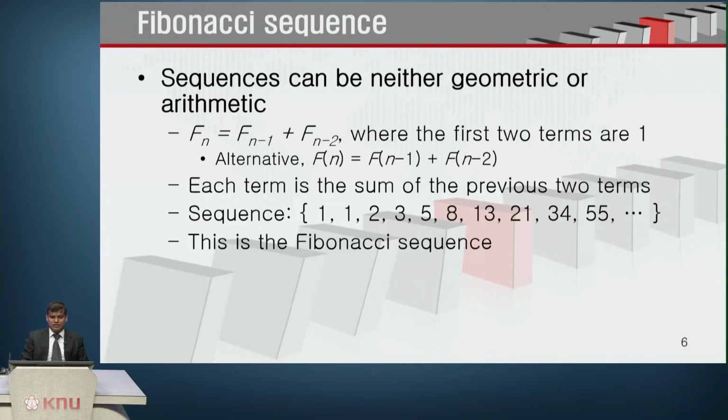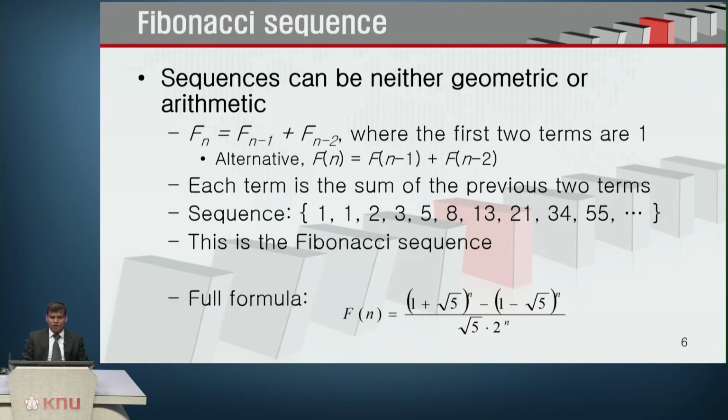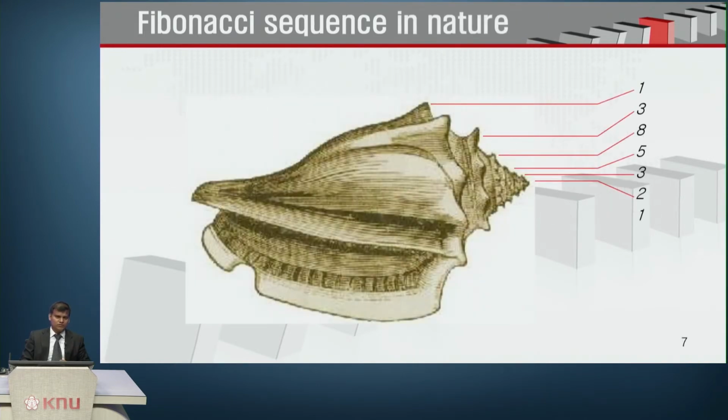Well, as you know, this sequence is called the Fibonacci sequence. We have this unique formula that defines this sequence. F of n equals (1 plus root 5) the whole power n minus (1 minus root 5) the whole power n, divided by root 5 times 2 power n. Well, we are not going to derive this formula or examine it further, but we will look at the sequence itself. This sequence is very unique, as I told you before, because it appears in nature.